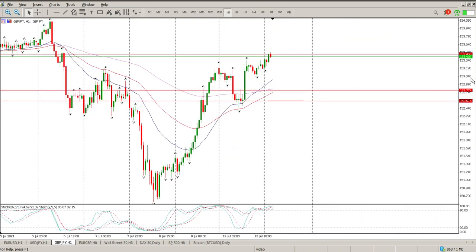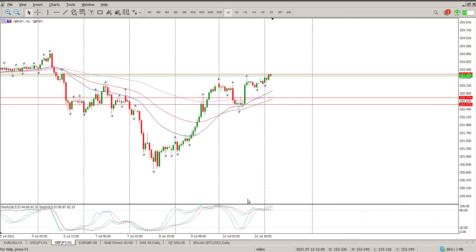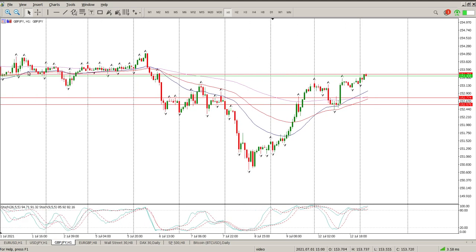So if you look at the hour, you can see we've got a crossover of all the moving averages. We've got an inverse head and shoulders brewing here as well. So this needs to give way for any move to the upside. So 153.456. Just look to the left though. Look at this congestion here. So just be careful of that.